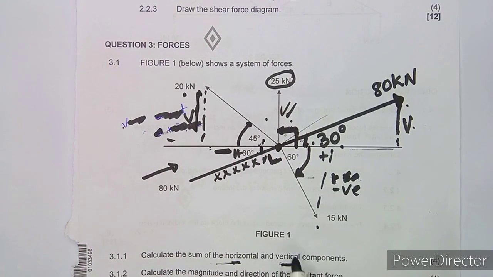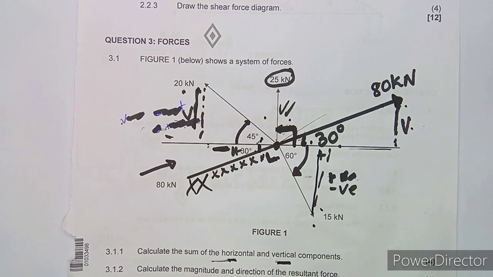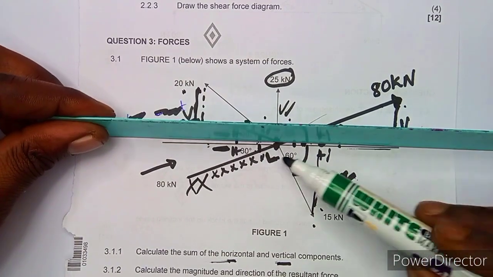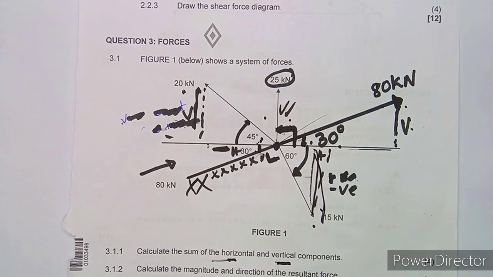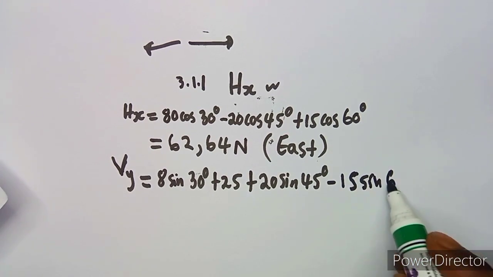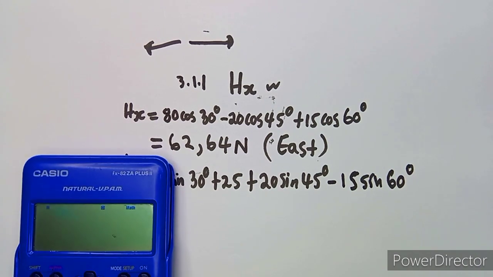Then let's cross check this one. This one we said is out, so we are left with this one, and we said it's negative. This is below the reference line, like this, guys. The vertical is below, so it's negative. So it's negative 15 sine 60 degrees. Okay, so these are the ones you're going to combine together to find the vertical component.